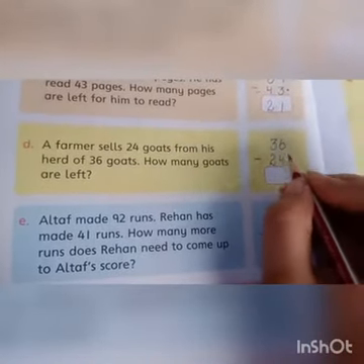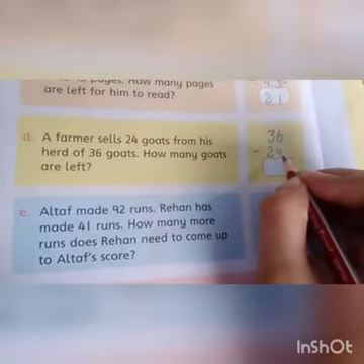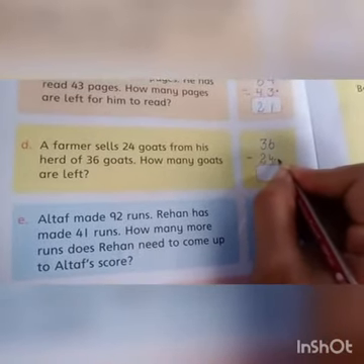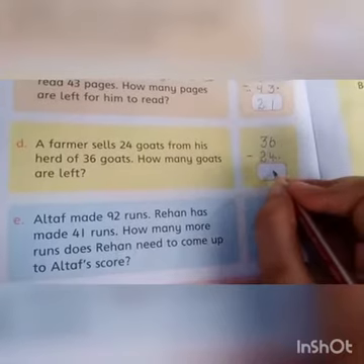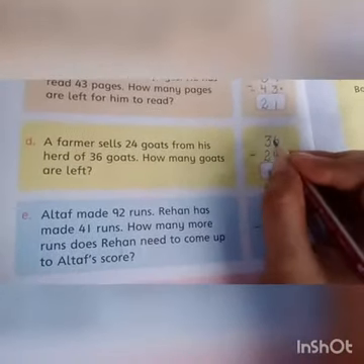We will subtract the ones first. 6 is the bigger number and 4 is the smaller one. We are going to count towards 4 and reach at the number 6. 4, 5, 6. We reach at the number 6. How many dots here we have? 2. We are going to write 2 here. Then we are going to subtract the tens.